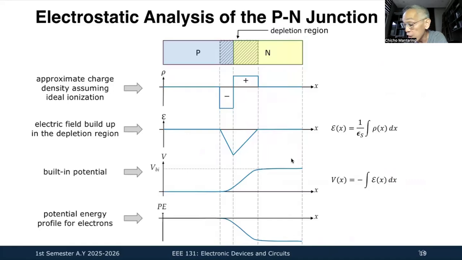What exactly is VBI? This is VBI, the built-in potential. It is the potential that results because of the electric field that builds up because of the charge distribution profile that happens because of diffusion.